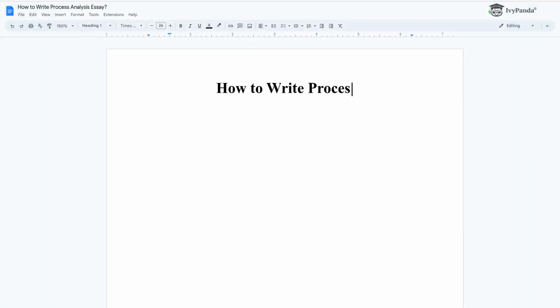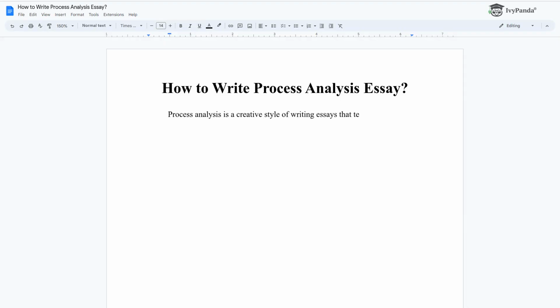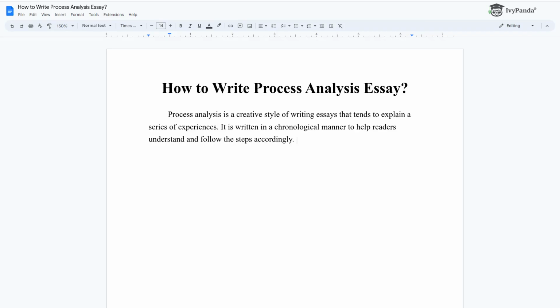How to write a process analysis essay. Process analysis is a creative style of writing essays that tends to explain a series of experiences. It is written in a chronological manner to help readers understand and follow the steps accordingly. In order to write a successful process analysis essay, it is vital to include all significant steps without skipping any of them.